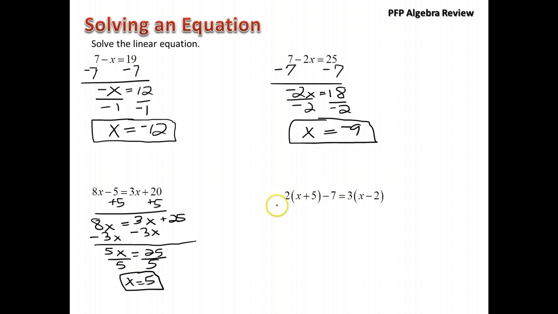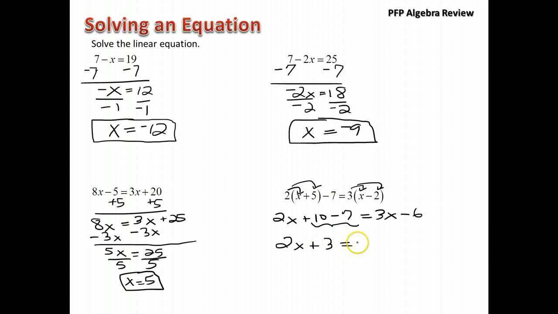The new wrinkle in this next problem is that we have to distribute before we even start. We'll distribute this 2 and also distribute this 3. So we have 2x plus 10. But don't forget about this negative 7 here. And that's going to be equal to, distribute this 3 to get 3x minus 6. Before you start moving, let's combine these guys here. Here we're at 2x plus 3 is 3x minus 6.